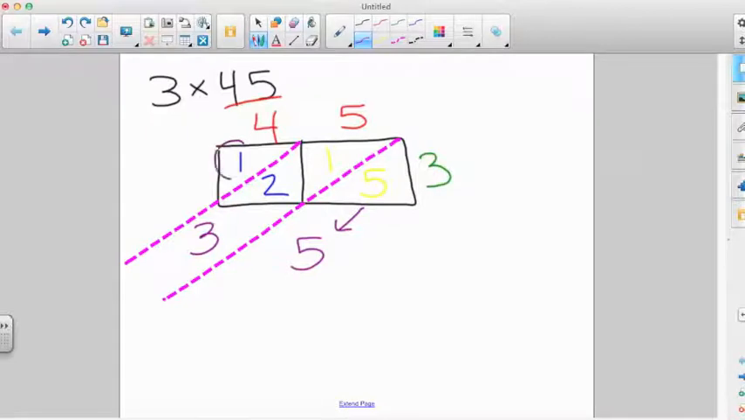Finally, we look to the hundreds place and we see that we're just left with 1. So we write our 1 in the hundreds place. Our final product is 135. So we write our answer as 135.